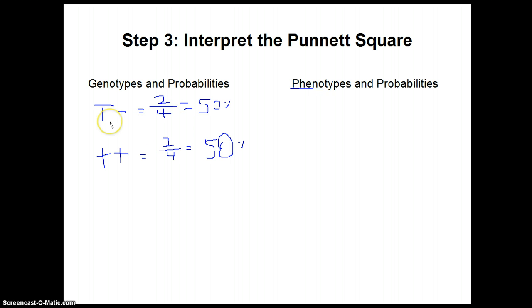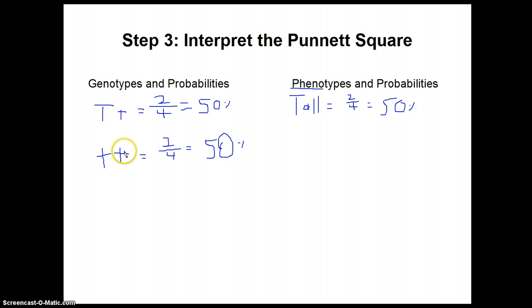Well, if tall is dominant, then these are going to come out tall. So we'll just write the word tall. And again, there's a 2 out of 4 chance that a certain pea plant will be tall, and that is a 50% chance that that pea plant comes out tall. So if we had 100 peas from this cross and we chose one at random, there's a 50% chance that one would grow into a tall plant. Or if we planted all 100, about 50 of them should be tall. There's no guarantees, it's just probability.